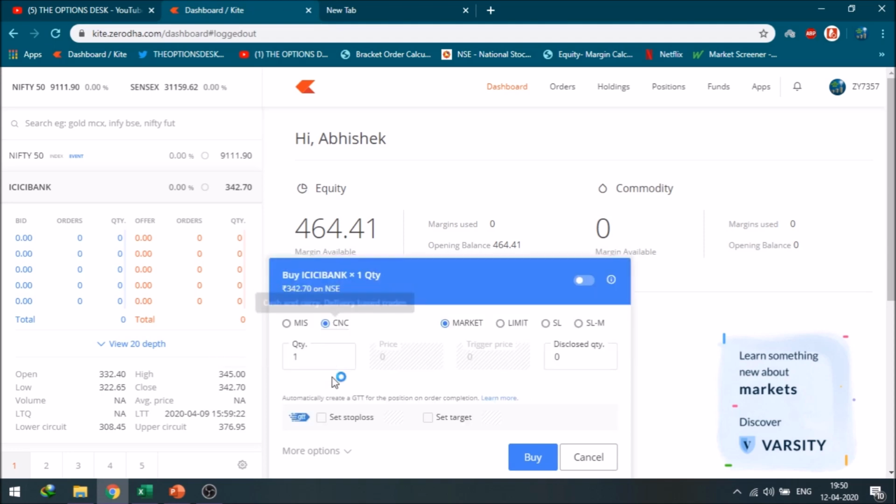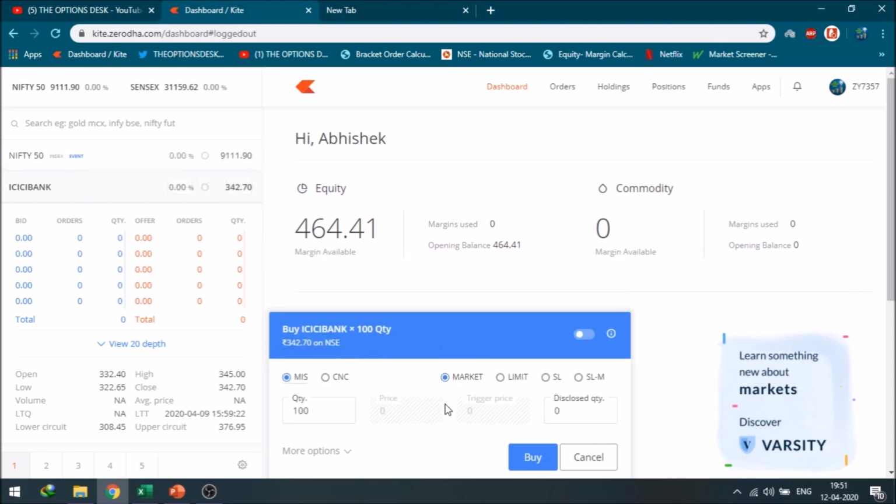Now what is CNC? CNC is cash and delivery trades, meaning which you want to keep as an investment or for positional trading, then you can use the CNC option. Now let's move to the market. These are the types of orders, and these are the price types. Price types means market orders. When the market is open, ICICI Bank might be trading around 350, and you will see a live change of price here. When you click on market, like you want 100 shares on MIS as a market order, whatever the price is at that moment, it will be executed at the current price without any delay.